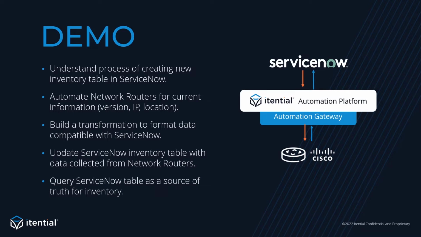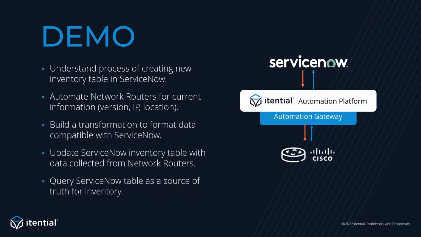Then we're going to get right into building an automation. And this automation is going to talk to some network routers, pull information in real time about the software version that it's running, its IP address, and its location. And then we're going to build a transformation. And we've talked about transformations in the past, but we're going to build a transformation to take that live network information and format it in a way that's now compatible with an API call into ServiceNow.